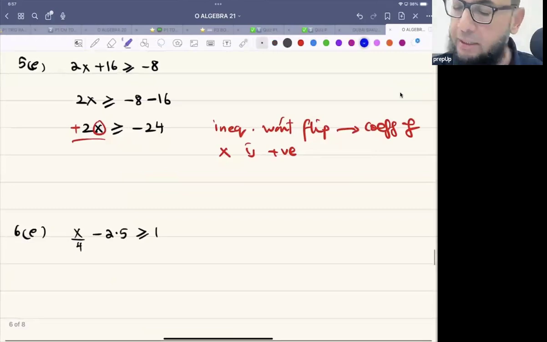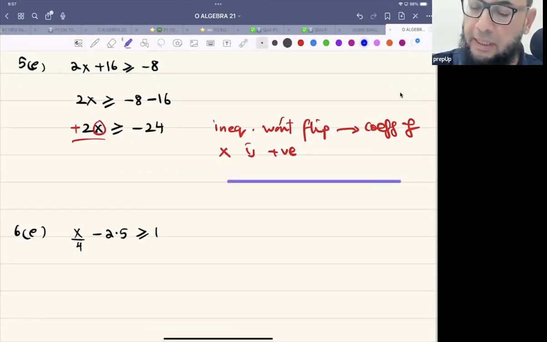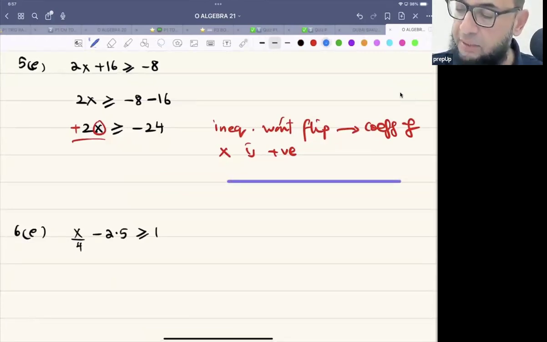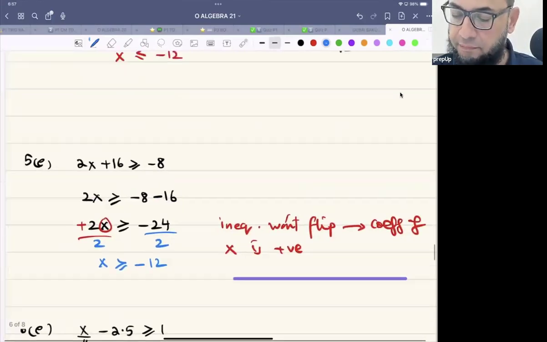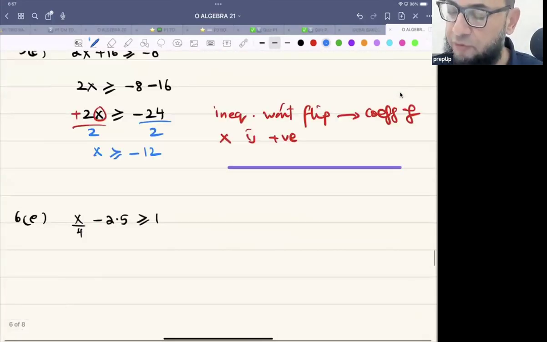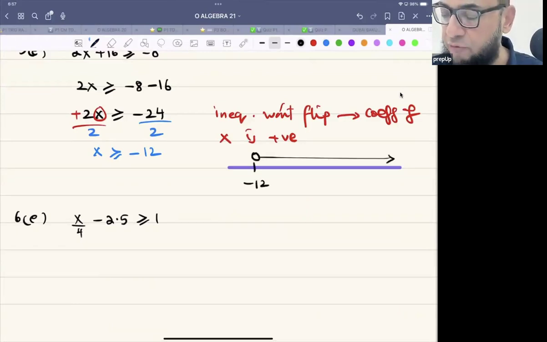So now over here, when I draw a number line, let me finish this question. Divide by 2, divide by 2, therefore x is greater than or equal to negative 12. So this is negative 12. x is greater than or equal to negative 12. This is a solid circle.